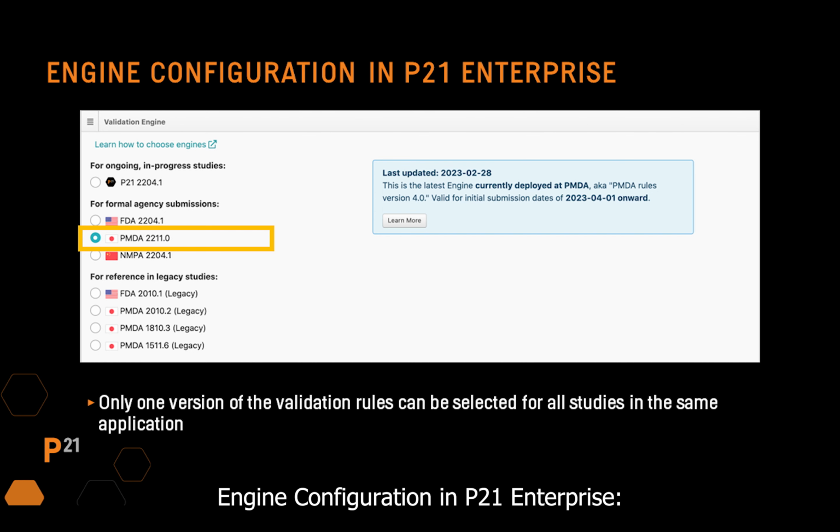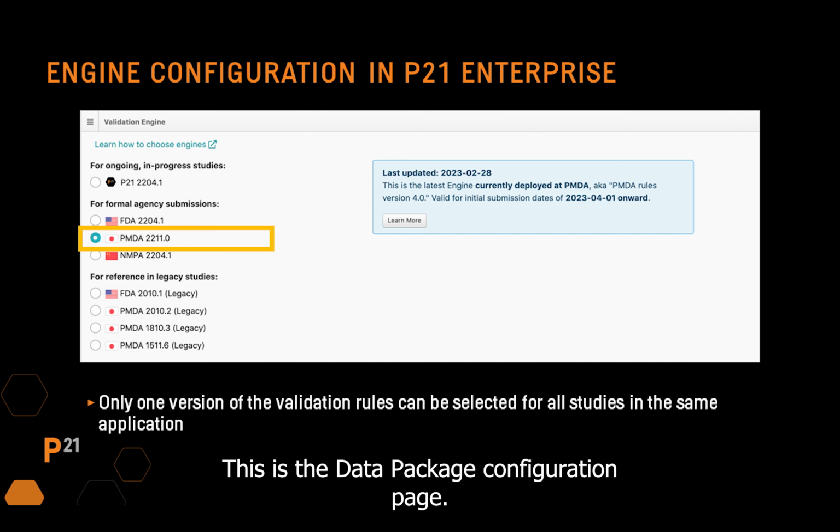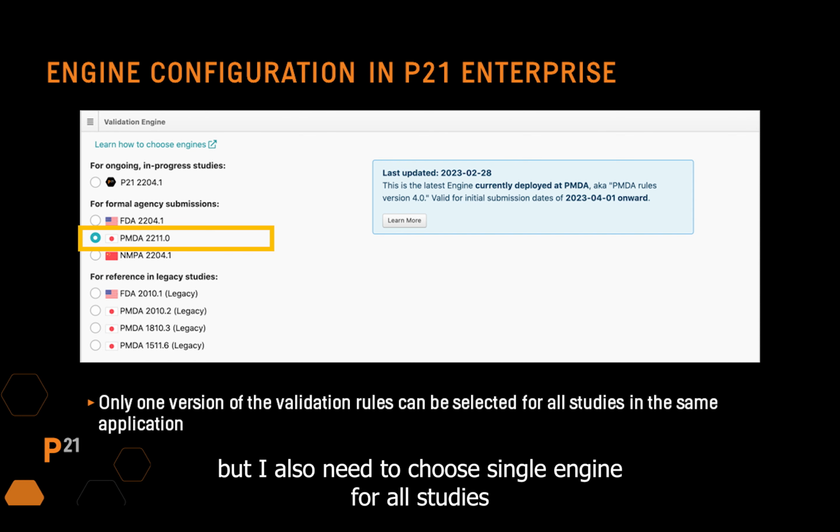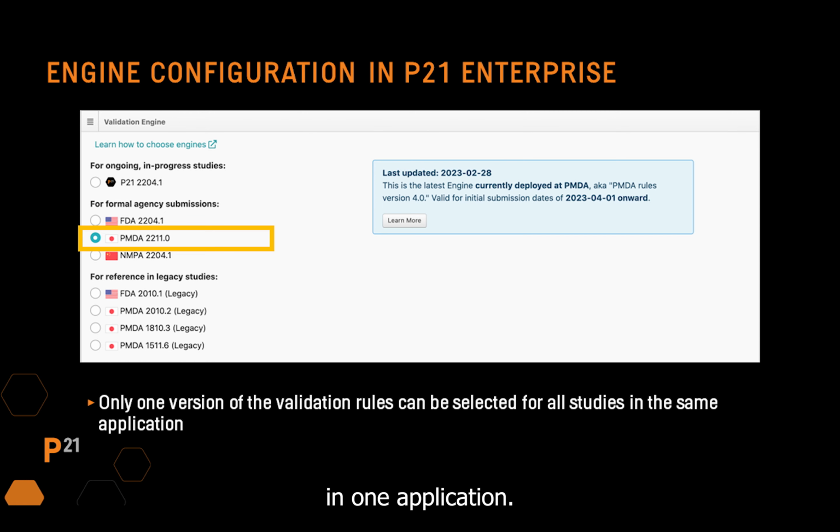Engine configuration in P21 Enterprise. This is a screenshot from Pinnacle 21 Enterprise. This is the configuration page of the data package. Technically, a user can choose different engines for each data package, but the sponsor needs to choose a single engine for all studies in one application.